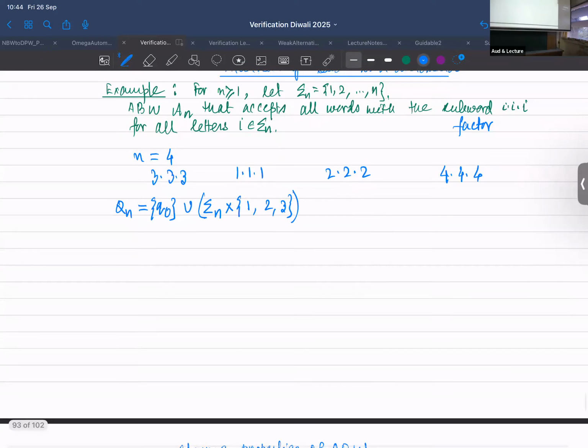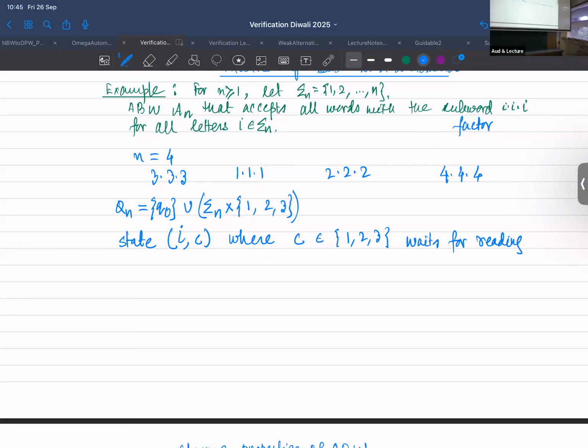So if I have a state of the form (i, c), where c belongs to 1, 2, 3, then the state (i, c) waits for reading 3 c's, like ccc. Yeah, like c1 can be, okay, if you want to write it this way, I can just change it, if it's easier for you to think this way.